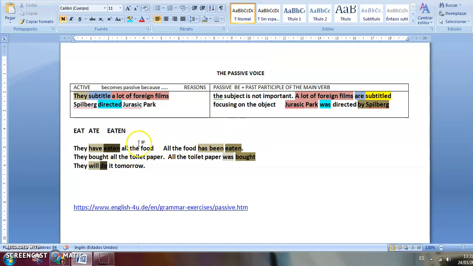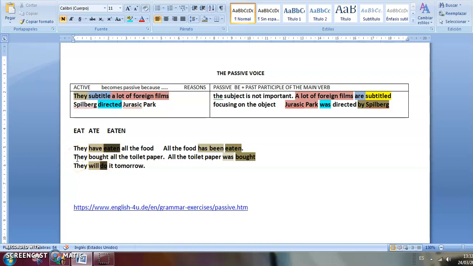Past participle of the main verb. In this case, we have past participle and past participle because here it is a present perfect and here is a present perfect plus the past participle. Alright? Okay? Let's see what happens when it's a past simple.